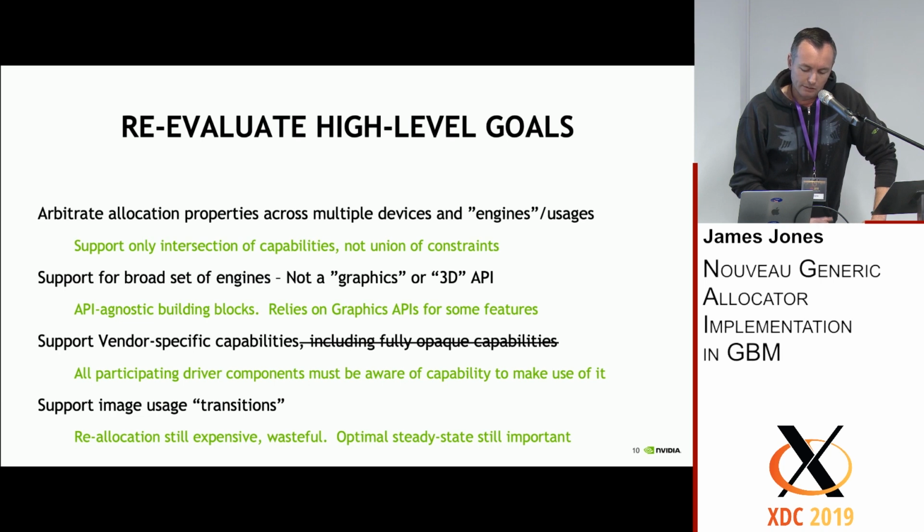And then, I still wanted to support usage transitions. I still think this is an important use case. I think allocation is expensive, and it's also very disruptive to applications, as people have told me over and over again for their swap chains. They don't want to have to go and recreate things and lose all their content just because something changed a little bit in the Windows system configuration. And I think it's still very important.